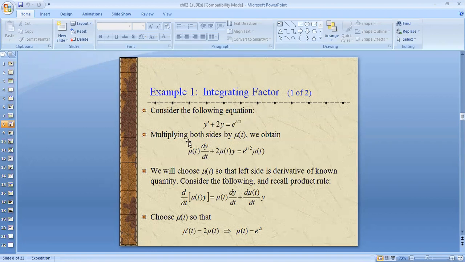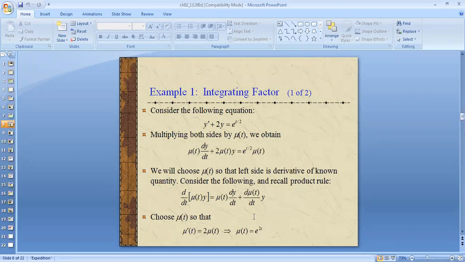Now, of first order, multiplying both sides by mu t, we get this. We can choose mu t so that the left side is the derivative of a known quantity. We choose mu t in such a way that this is actually a derivative. Recall the product rule, which looks like this. That means it is differentiable. Now if we integrate on both sides, we get mu t y, where mu' t equals 2 mu t.